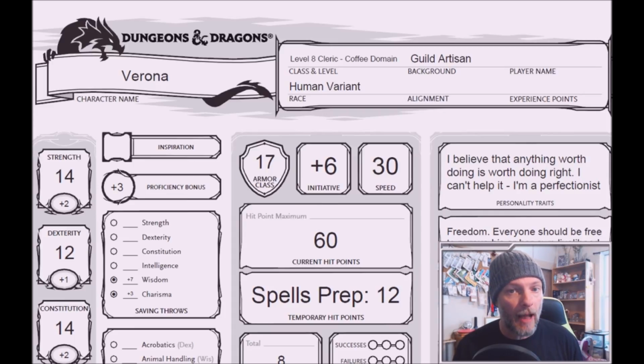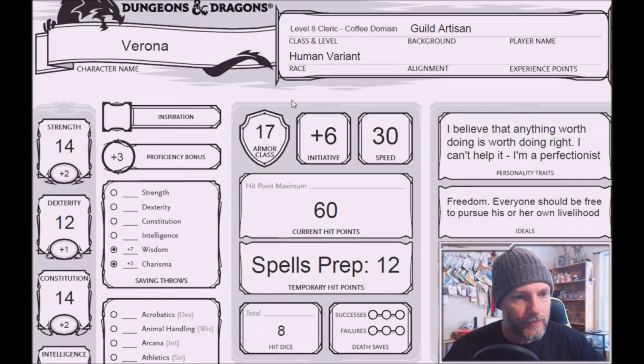I chose the background of Guild Artisan because she is a barista, or before she began her adventuring career, she was a barista at a local coffee shop. I chose Human Variant because I wanted to relate personally to this character, and as a fellow human, I understand the importance of having coffee every morning, and that also gave me a feat at 1st level, and we'll go over what I chose here in just a little bit.